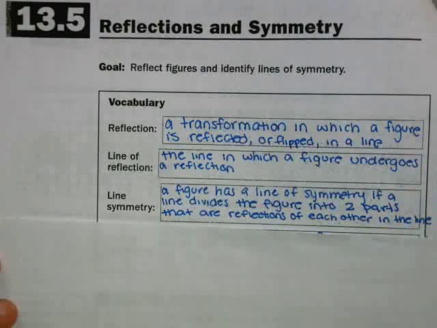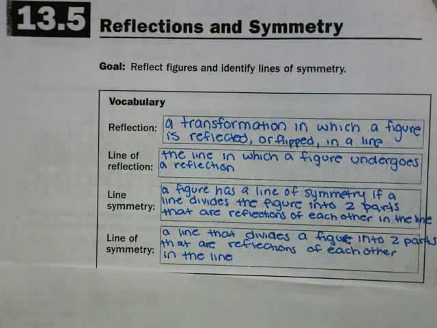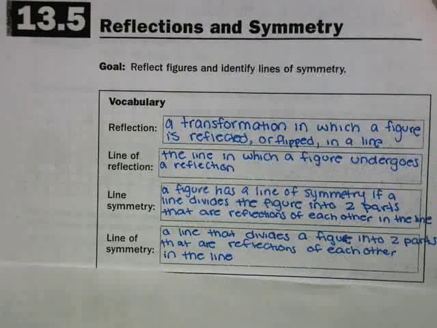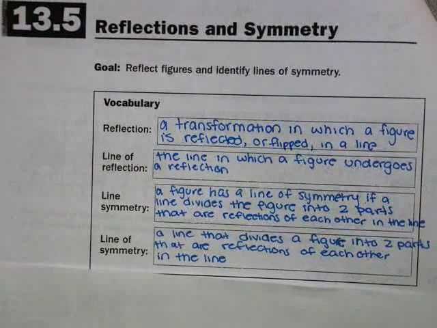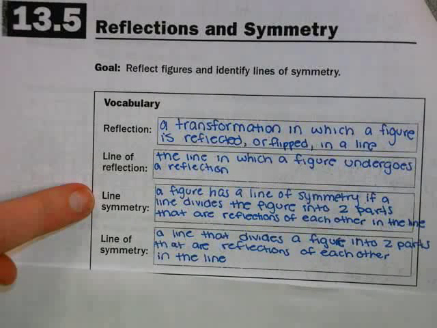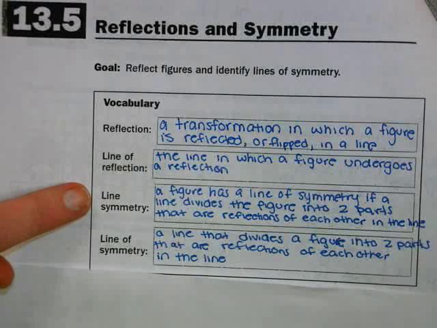That means the figure can be cut and that it's the same on each side, as opposed to the next vocab, which is line of symmetry, and that is the line that does the cutting. So a line that divides a figure into two parts that are reflections of each other in that line. Okay, so this is saying we would say something has line symmetry if it can be cut into two parts that are the same. The thing that does the cutting is the line of symmetry.